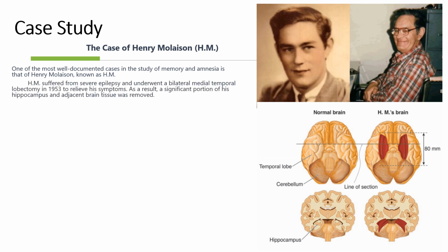Henry Molaison suffered from severe epilepsy and underwent bilateral medial temporal lobotomy in 1953 to relieve his symptoms. As a result, a significant portion of his hippocampus and adjacent brain tissue was removed.